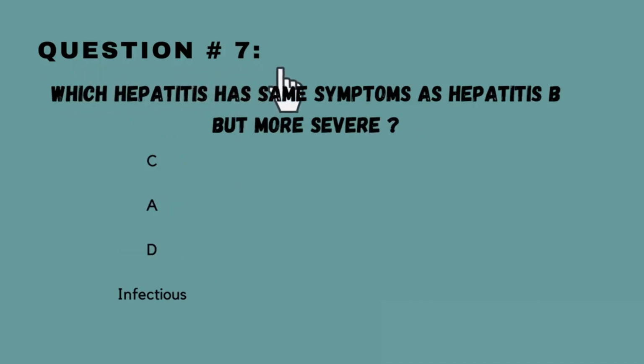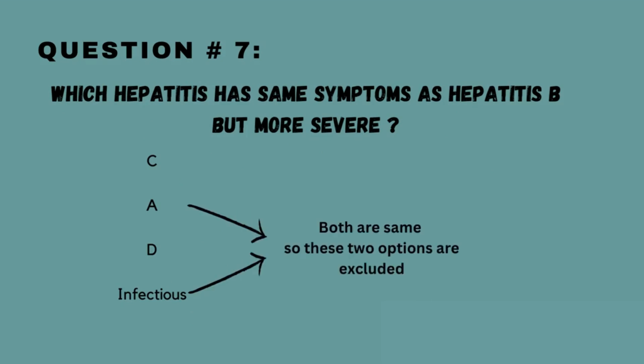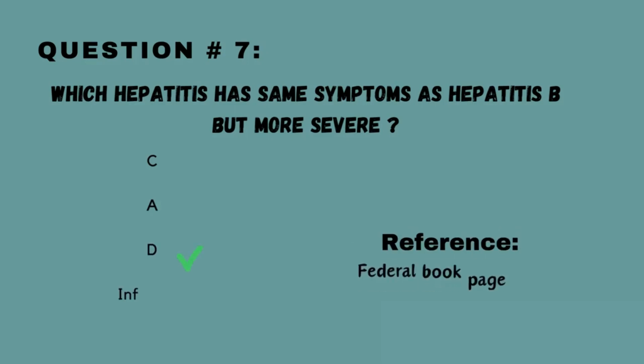Question number 7. Which hepatitis has same symptoms as hepatitis B but more severe? C, A, D, Infectious. As hepatitis A is also called infectious hepatitis, so these options are excluded. Hence correct option is C, hepatitis D.